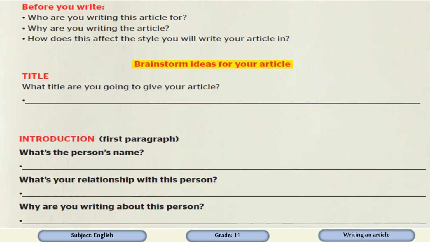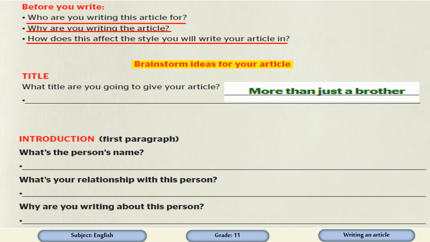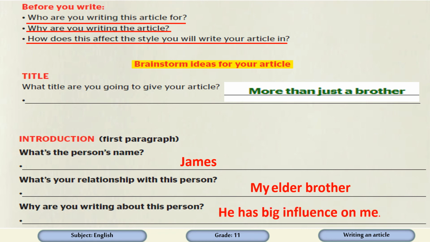Now, let's have the planning part in more detail. Before you write, you have to keep in mind, who are you writing this article for? Why are you writing this article? How does this affect the style you will write your article in? Suppose we are writing here. So the title, More Than Just a Brother. What's the person's name? James. What's your relationship with this person? My elder brother. Why are you writing about this person? He has a big influence on me. Okay.